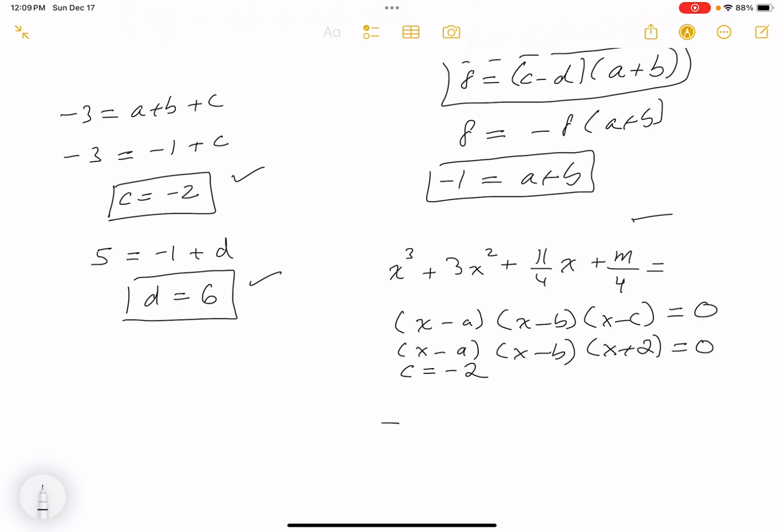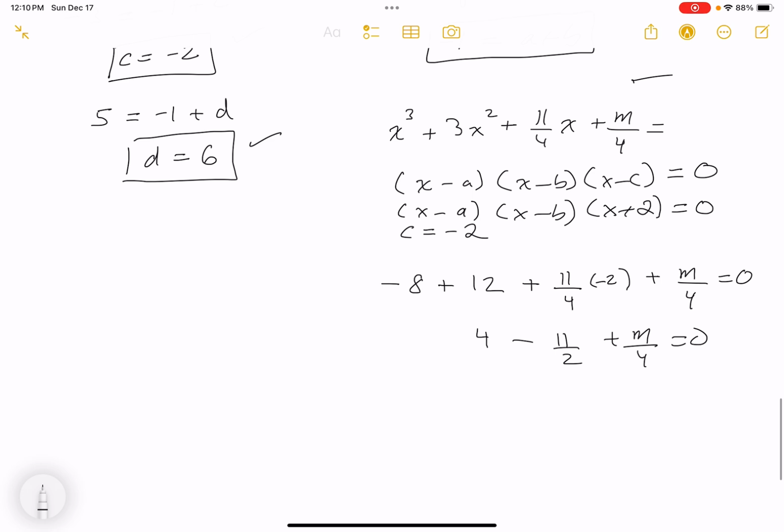You get minus 8 plus, that's going to be 3 times 4 is 12, plus 11 quarters times minus 2. I'll do that later, by the way. Plus m over 4, and this better equal 0, by the way. So what do you get over here? Minus 8 and 12 is going to be 4. Here you get minus 11 halves. Here you get m over 4.